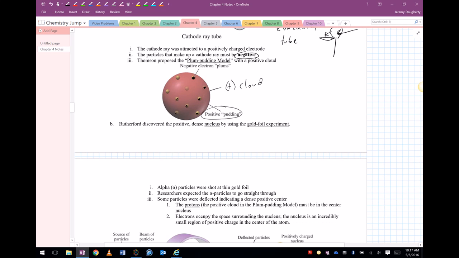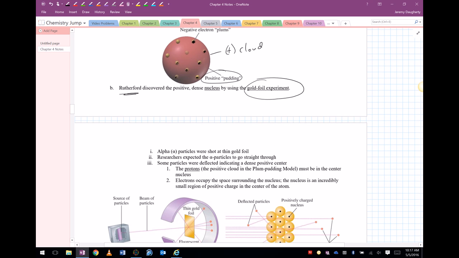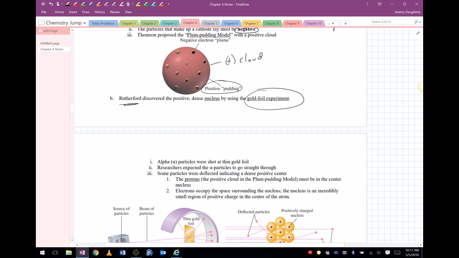Then comes along Ernest Rutherford, and Rutherford conducted what's called the gold foil experiment. Now this is a pretty neat experiment. Basically, by Rutherford coming along, they knew that the electron had basically no mass. So the electron is basically massless compared to the rest.